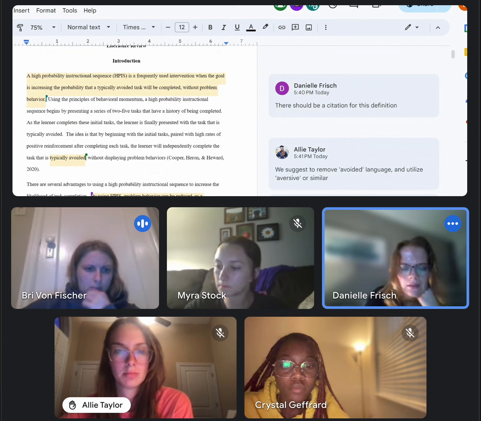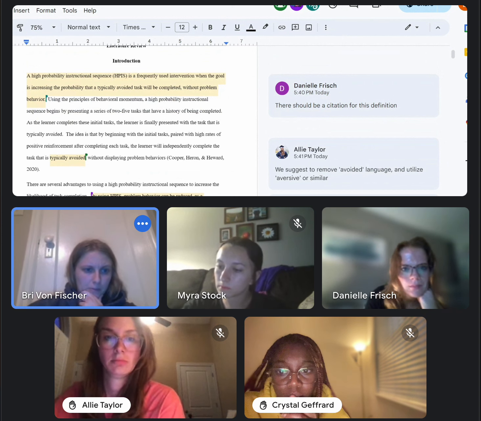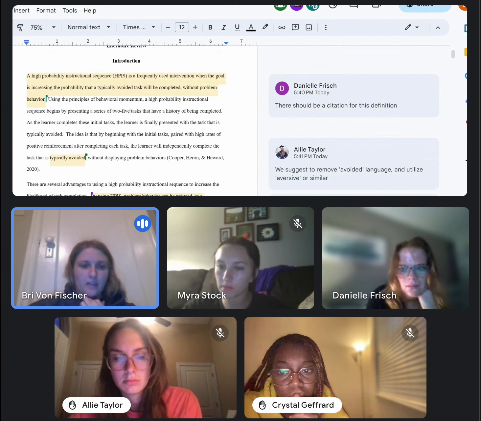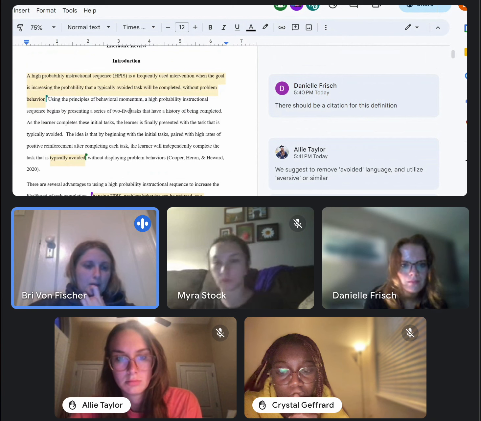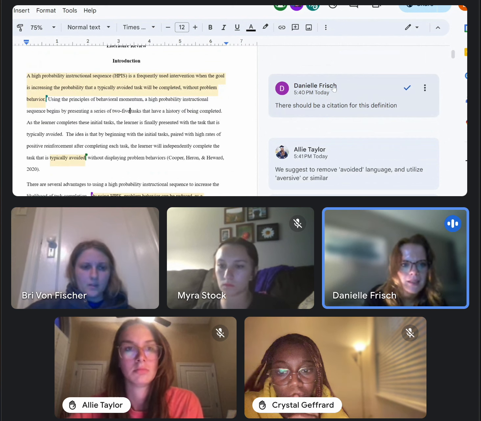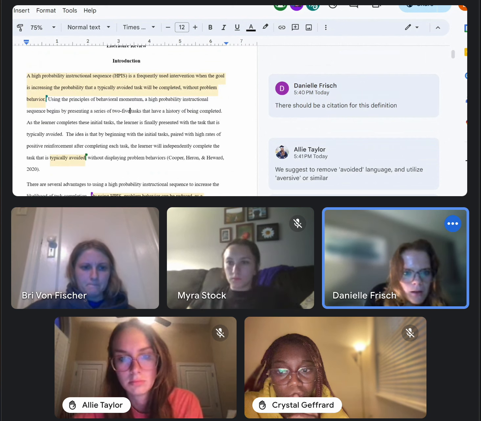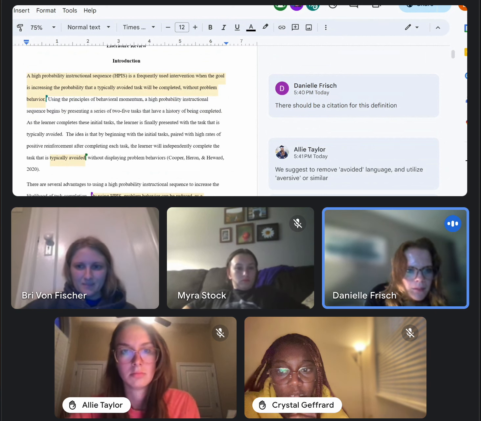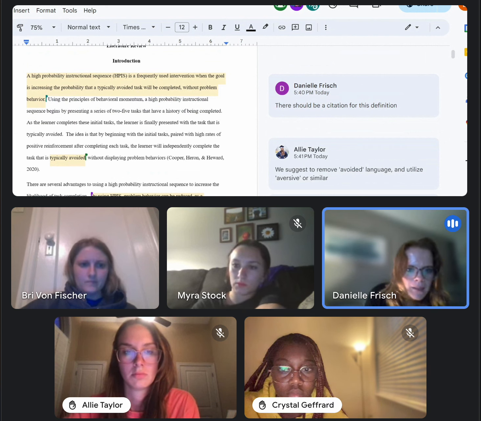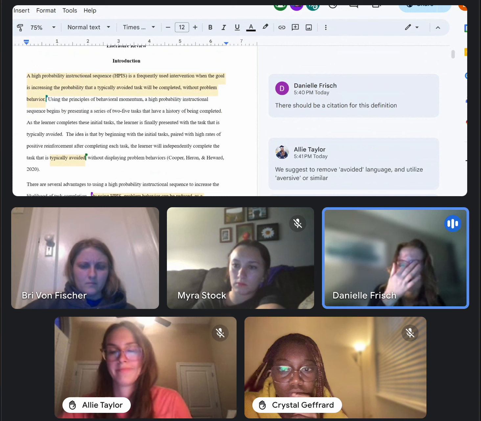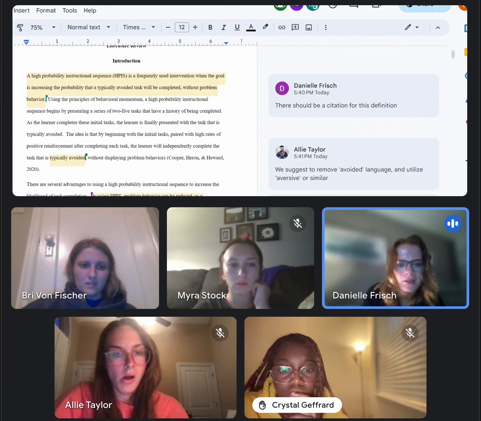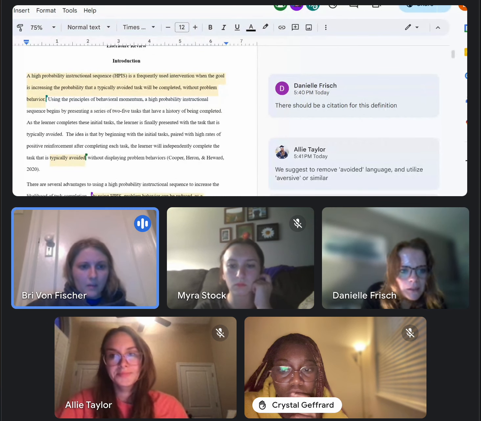Okay. During the principles of behavioral momentum, a high probability instructional sequence presenting a series of 2-5 tasks. Yeah, I think that's super confusing reading that. Did you want to just add a comment on how you'd like it to be changed, or did you want me to comment? I can comment. Do you think it would make more sense if we said, a high probability instructional sequence begins by presenting a series of 2 to 5 tasks that have a history of being completed at least twice? I don't know if that makes it more cohesive or not. I think that makes the most sense.